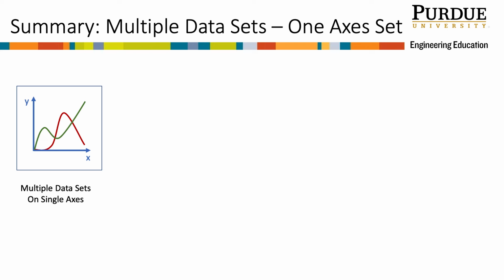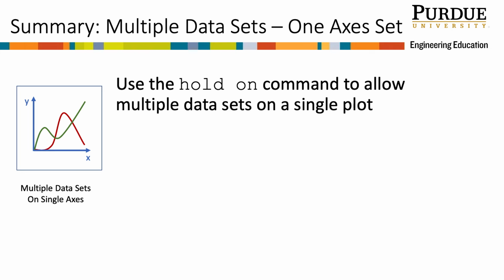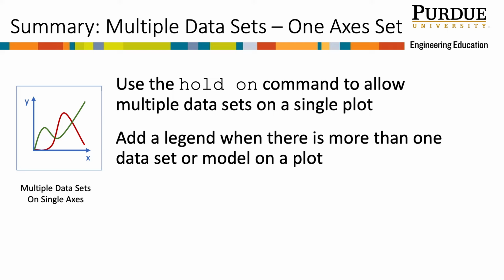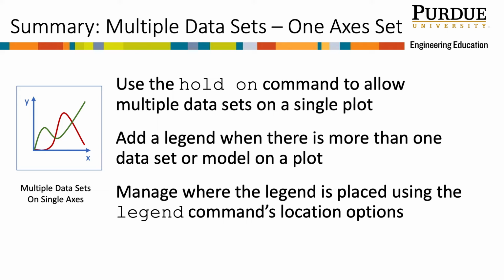Either would be fine. Let's go over a summary of what we learned about plotting multiple datasets on a single set of axes. The hold command allows us to plot multiple datasets on a single graph. Use hold on after the first set of plot instructions to plot the additional datasets. You can turn off the hold command by using hold off. To make multiple datasets in a single plot suitable for technical presentation, add a legend. You can manage where the legend is placed using the legend command's location options.